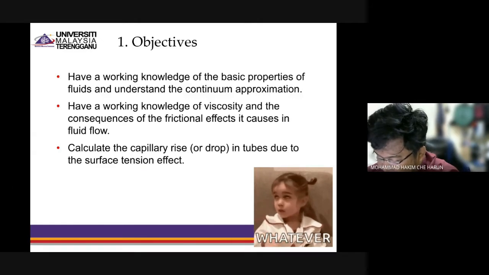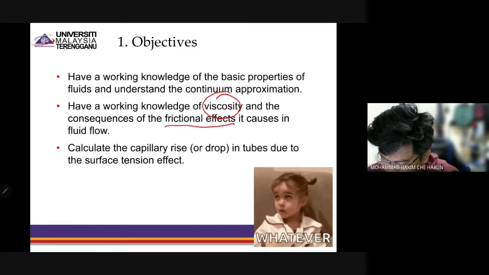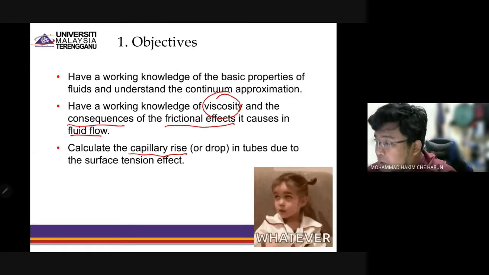The most important part I'm going to stress over here is the viscosity, how this viscosity is going to affect the frictional effect, and its consequences on the fluid flows. Of course, we're also going to learn a little bit about the capillary rise. I'm going to show you later what capillary rise is about.